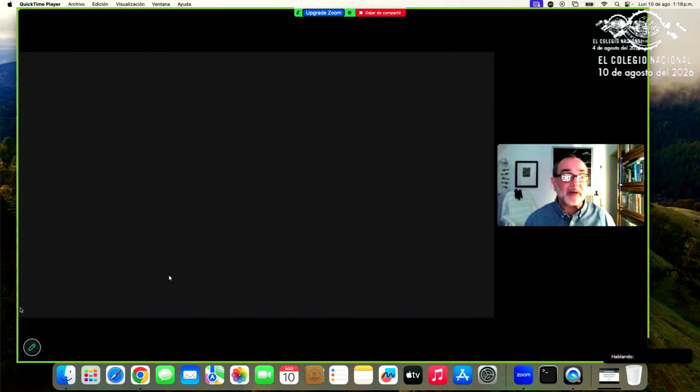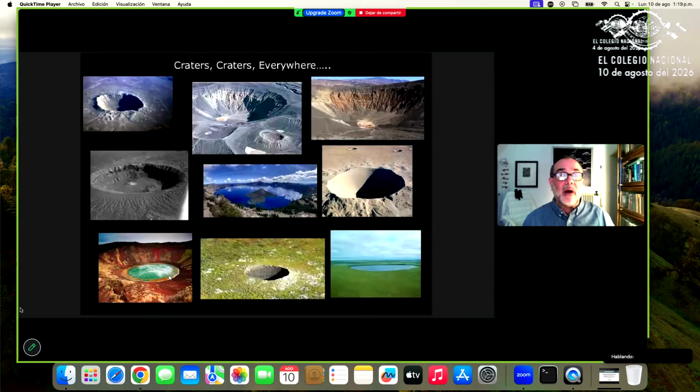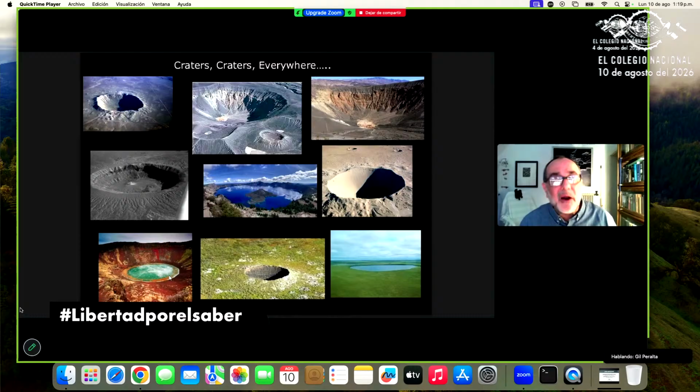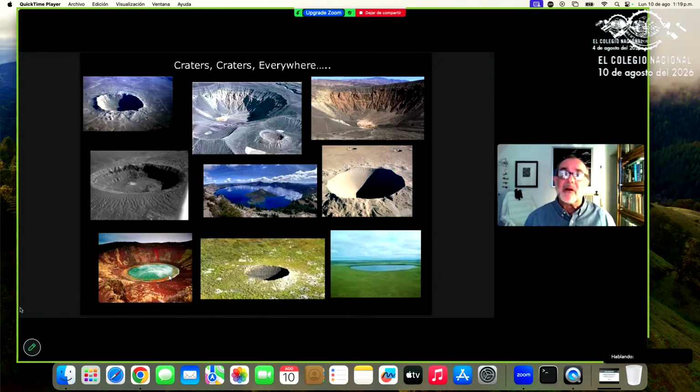Next picture, please. Well, on Earth, we have lots of craters. Craters, craters everywhere. And when you see these 9 craters here, I have to disappoint you. Only one of them is actually a meteorite crater. The others are mostly naturally formed craters that form by different geological processes on the surface of the Earth.